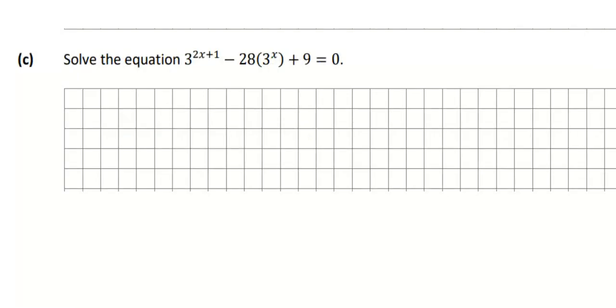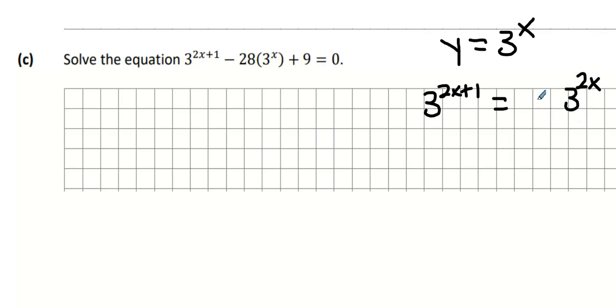Okay. Solve this equation. You're going, y equals 3 to the power of x. Excellent. 3 to the power 2x plus 1 is the same thing as 3 to the power 2x multiplied by 3. Agreed? Now, 3 to the power 2x is actually the same thing as 3 to the power of x, all squared. Agreed?